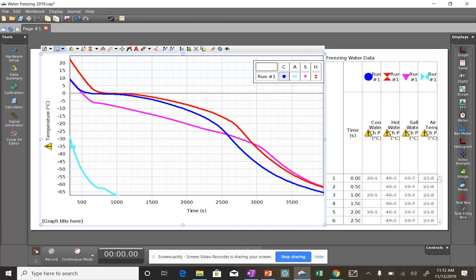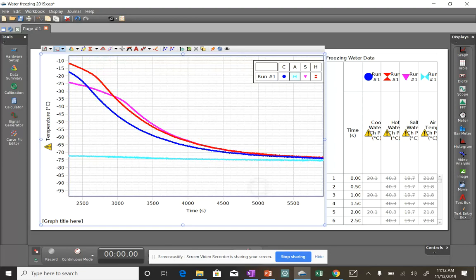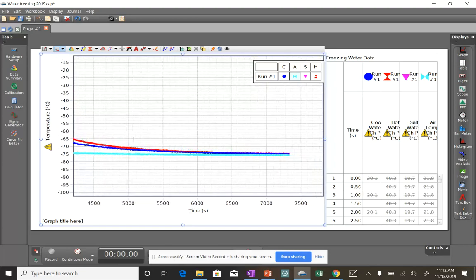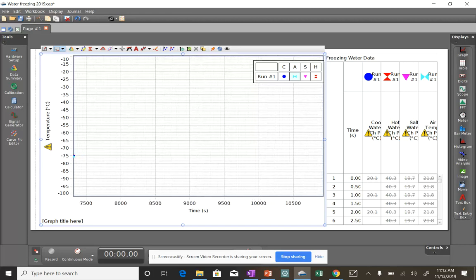Okay, salt water took longer to freeze, but it had greater impurities. Because of those greater impurities, you had a different fundamental behavior there. And then ultimately, they all come down to the same final temperature. And you can see here, the final temperature that it reached was around -75.